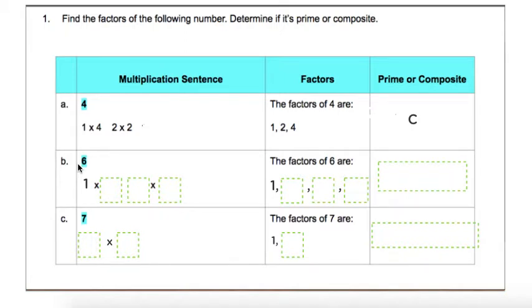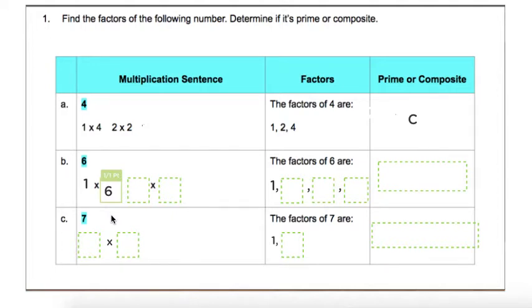If you said 1, you are absolutely correct. We're always going to start with 1. 1 times blank equals 6. What do you think? If you said 6, you are correct. 1 times 6 equals 6. No, I promise y'all, this is not a trick question.